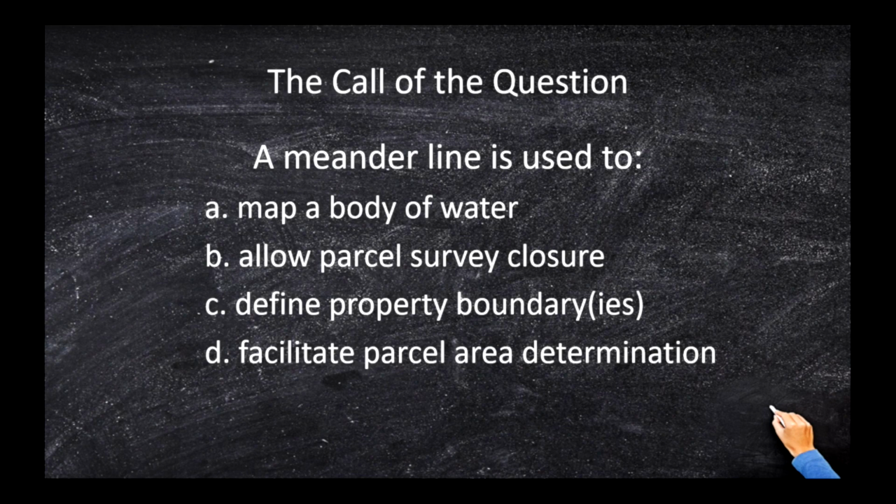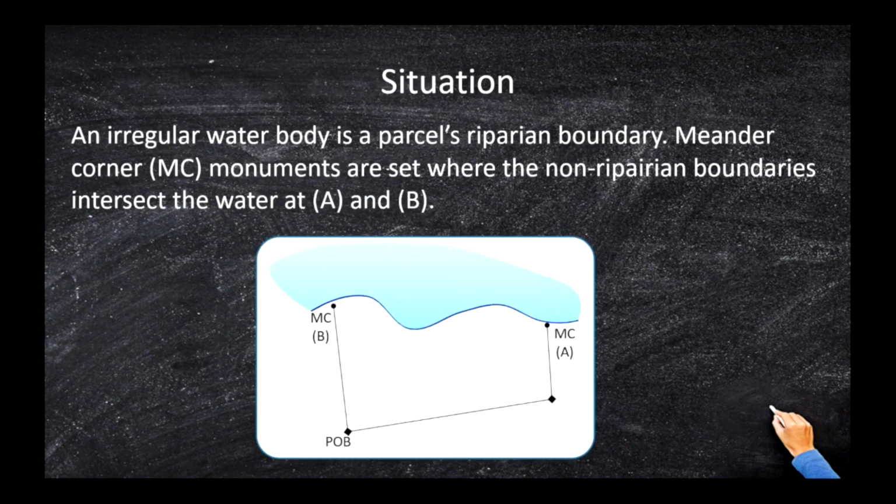Call of the question. A meander line is used to A. Map a body of water, B. Allow parcel survey closure, C. Define property boundaries, or D. Facilitate parcel area determination.